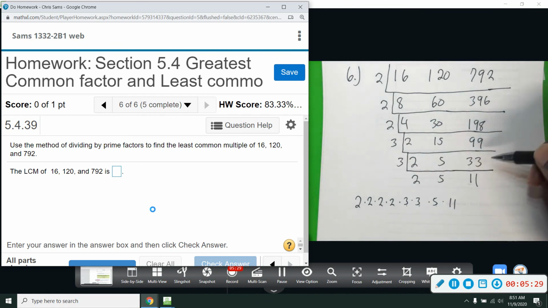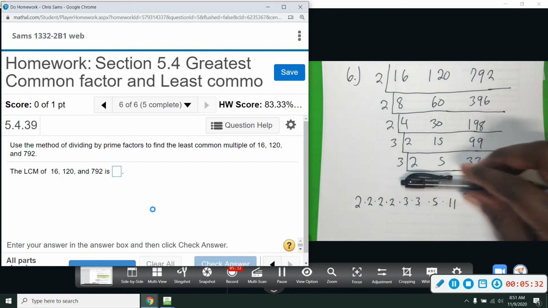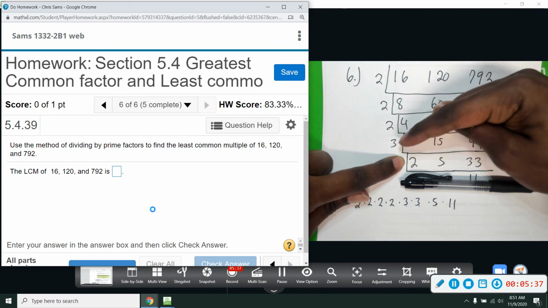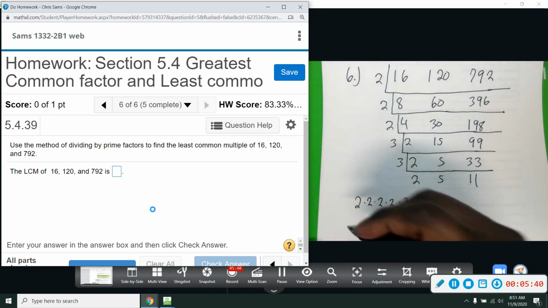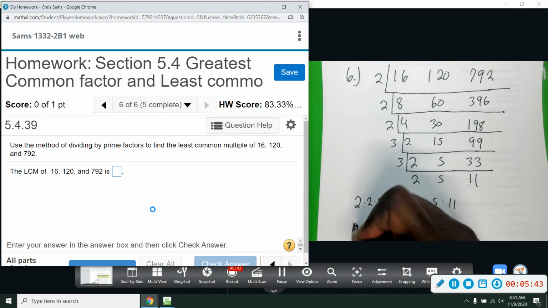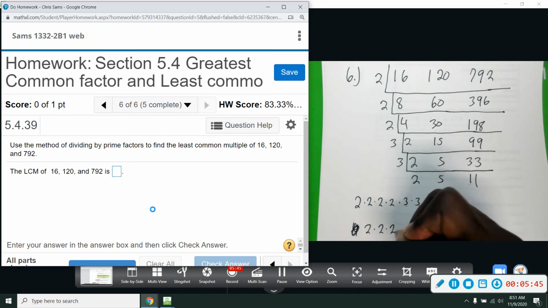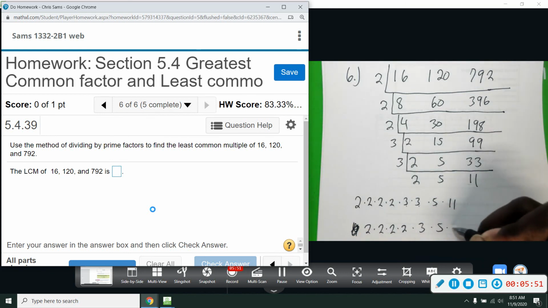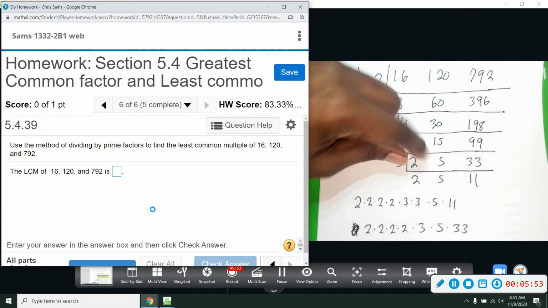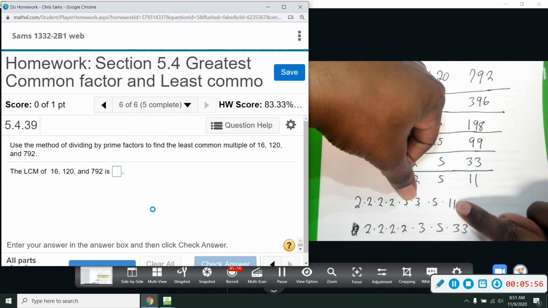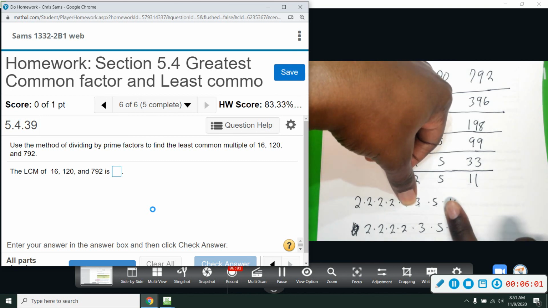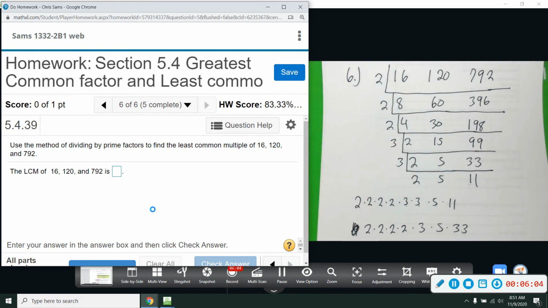Let's check that against stopping at this step. So we have 4 2s, 3, 5, and 33. You can see that's going to be the same because this 3 and 11 just combined to make that 33, and everything else is the same. If you ignore that, you've got 4 2s, 3, and 5. So they both work out the same way. But you just need to be aware of that.